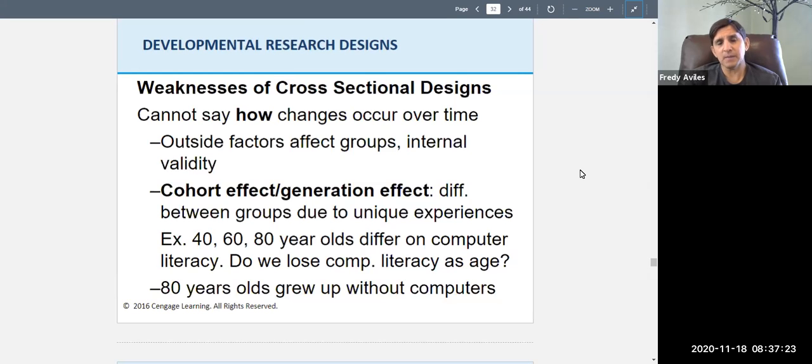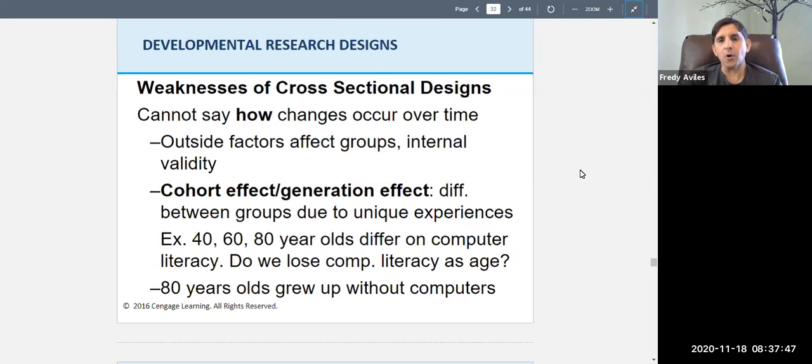So there are changes. Maybe you see that there are changes over time because your 40, 60, and 80-year-olds seem to be different in whatever you measured. But you don't know how people are changing. There's outside factors that could be affecting the groups. There are threats to internal validity, to cause and effect. What is causing these differences that you see?